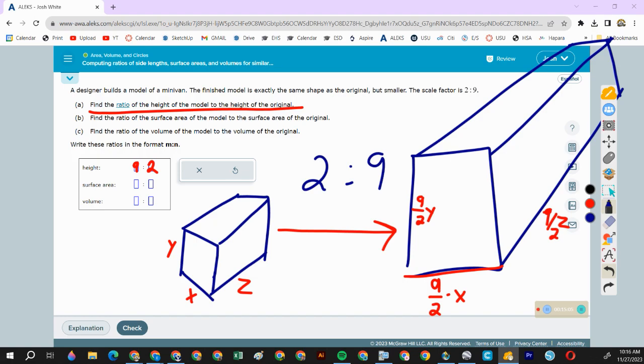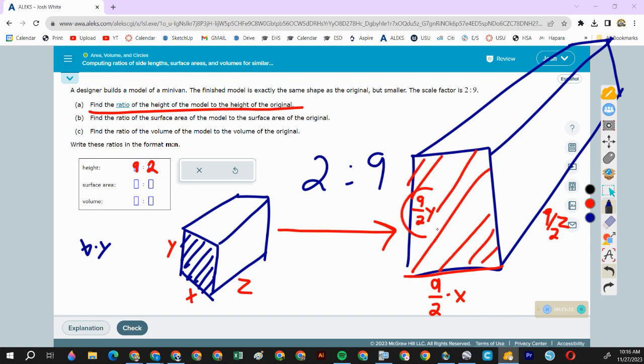Okay, what about the surface area? Well, this area here is just x times y, and then all of the other areas are going to be two-dimensional. So this area here is going to be 9 over 2y times 9 over 2x. So the area is going to have a ratio of 81 over 4. 9 over 2 times 9 over 2. So this is going to be 81 over 4.